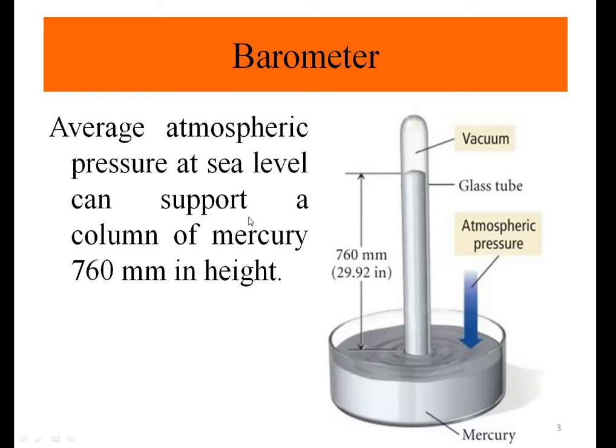So average atmospheric pressure at sea level can support a column of mercury 760 millimeter in height. So 760 millimeter height of mercury in this barometer is equivalent to atmospheric pressure. So 760 millimeter or 29.92 inches of mercury.